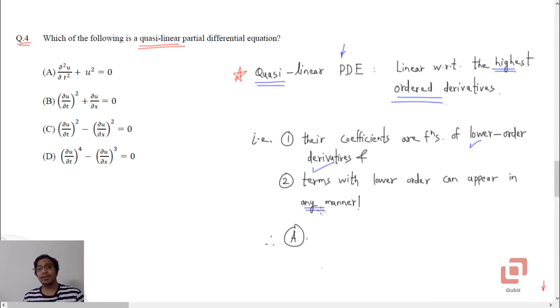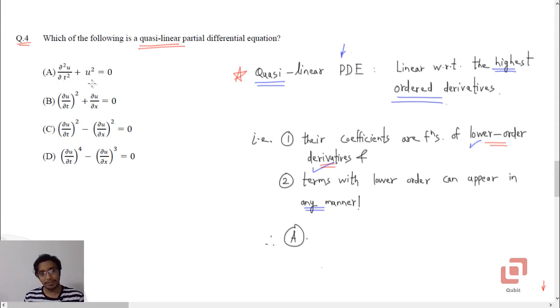If we were to define a strictly linear partial differential equation, then we could not allow the coefficients to be lower order partial derivatives, right? We can allow them to be functions of the independent variables or constants. So in a quasi-linear partial differential equation, the coefficients are functions of lower order derivatives. Not only that, these terms with lower order can appear in any manner. So you can have a root of any such derivative, you can have a fractional power or a negative power and so on.